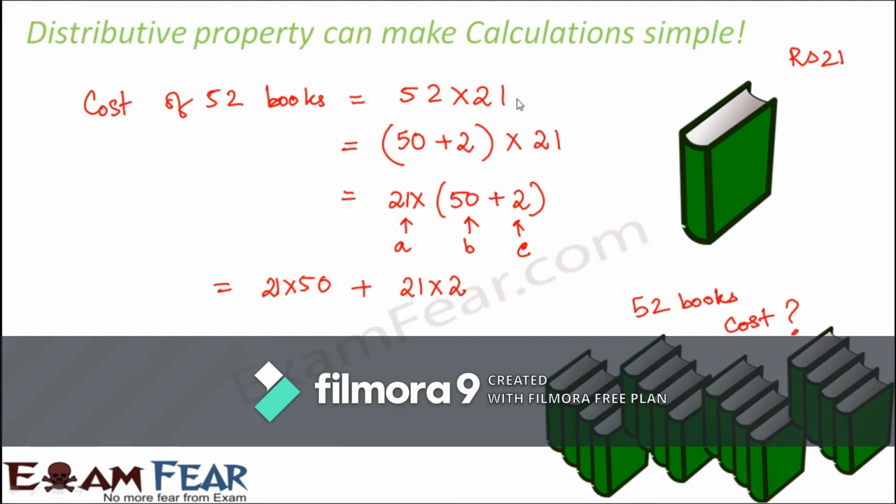Now doing this multiplication was tougher than doing this multiplication because here you have zeros. So it is pretty simple to do this multiplication. And now you can very easily calculate the cost of 52 books. So you see, making use of the distributive property, you could make your calculations a little simpler and easier.